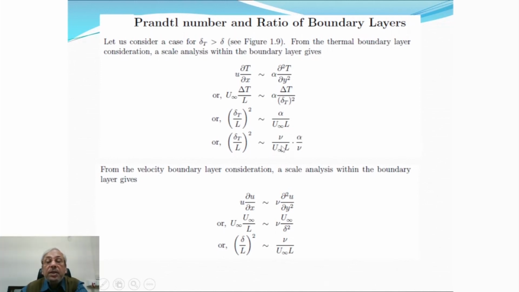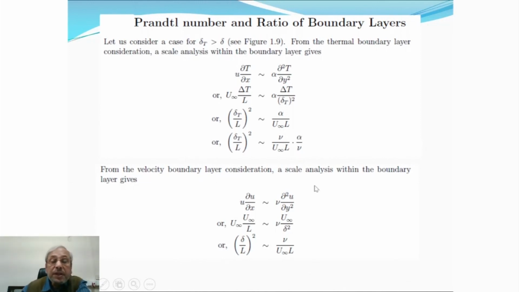We just rearrange. We write nu divided by U infinity into L multiplied by alpha by nu. This new term we insert here. We have a purpose for that, but we are bringing it in such a way that nu gets cancelled out. This is basically the molecular diffusivity of momentum or the kinematic viscosity. We are just multiplying by the kinematic viscosity and dividing by the kinematic viscosity.